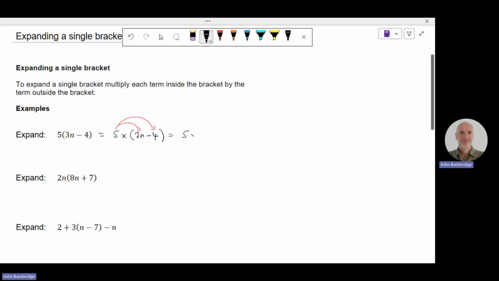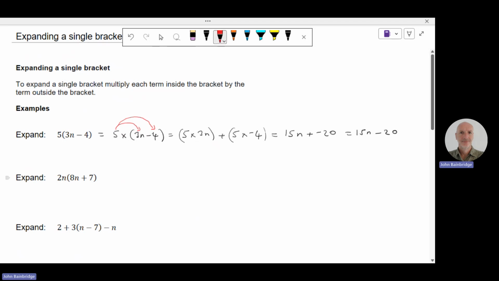So this is 5 times 3n plus 5 times, and don't forget the minus in front of the 4, 5 times the minus. So 5 times 3n is 15n. 5 times minus 4 is minus 20, or plus minus 20. Let me just show you that, in case it confuses you. So it's like plus minus 20. So plus minus 20 is just minus 20. So it's 15n minus 20.